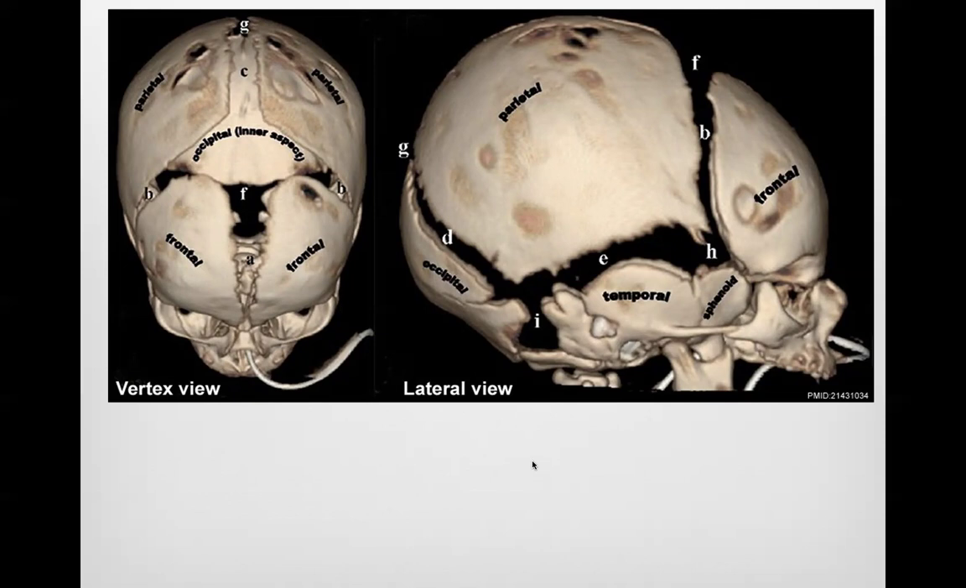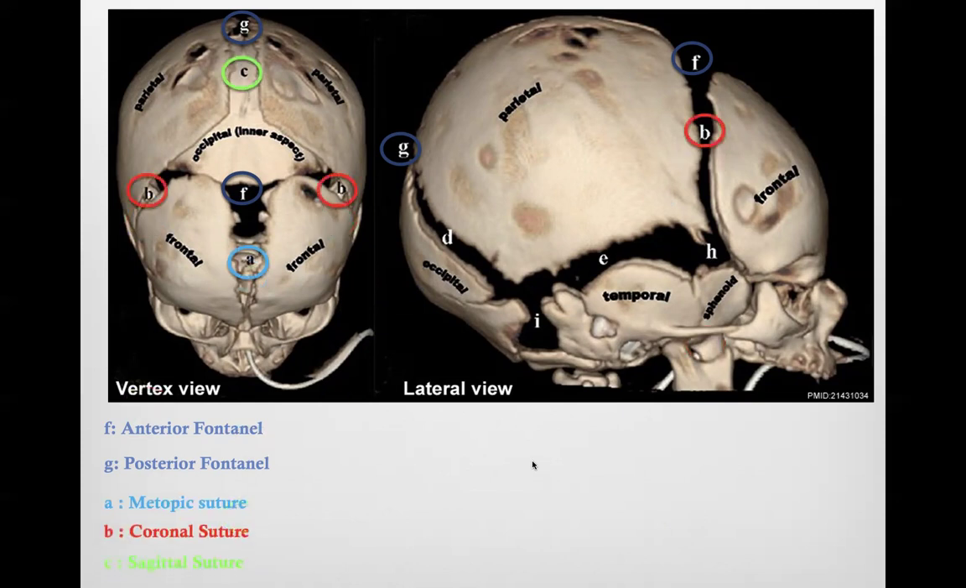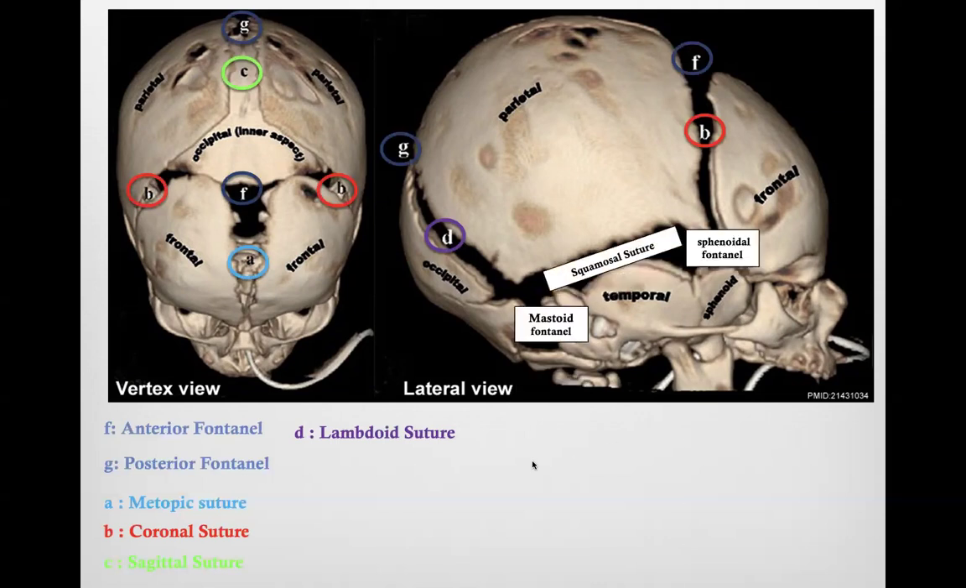So this is the 3D reformat. These are the 3D reformats of a CT scan in a neonate, and you can see that everything is open. The anterior and posterior fontanelles are open. The metopic suture is here, coronal suture, sagittal suture, and lambdoid suture. There are also other minor sutures: sphenoidal fontanelle, squamous suture, mastoid fontanelle, and sphenosquamosal suture as well.